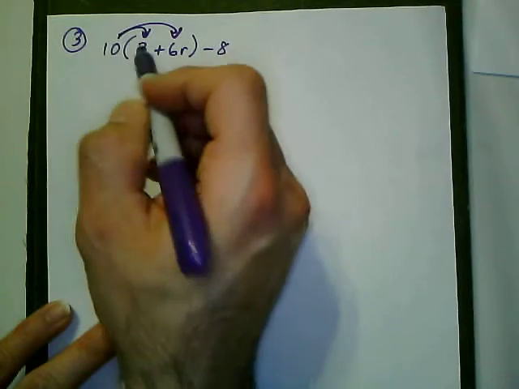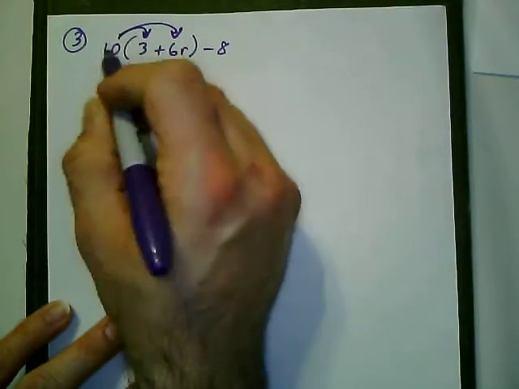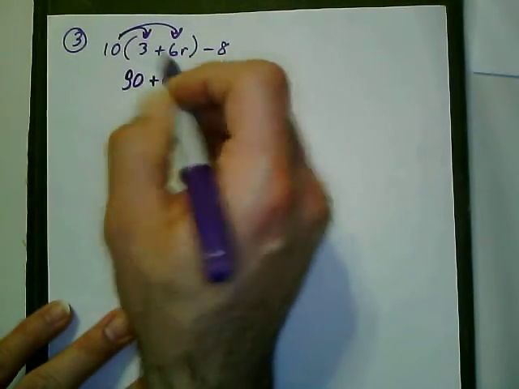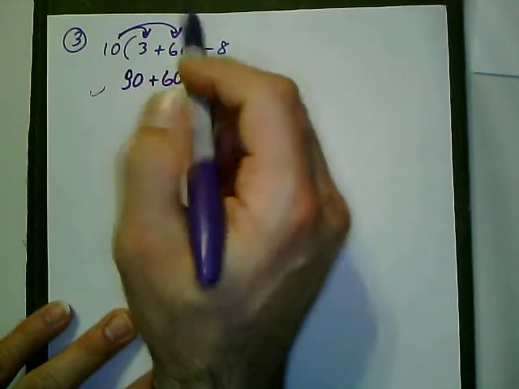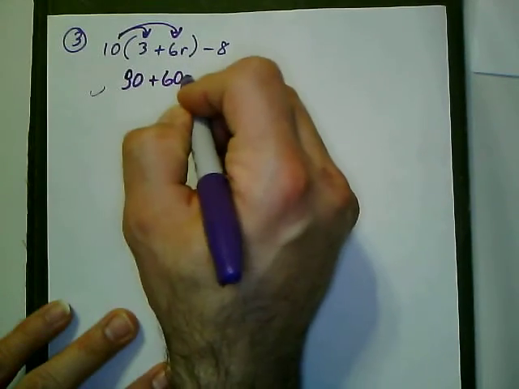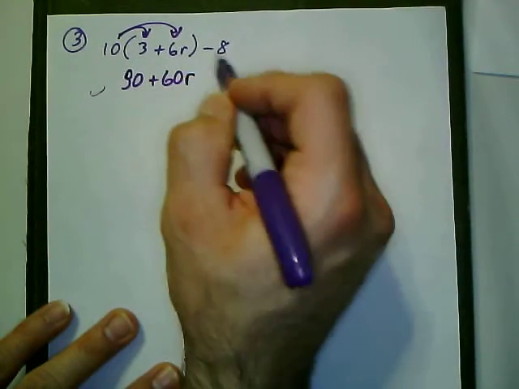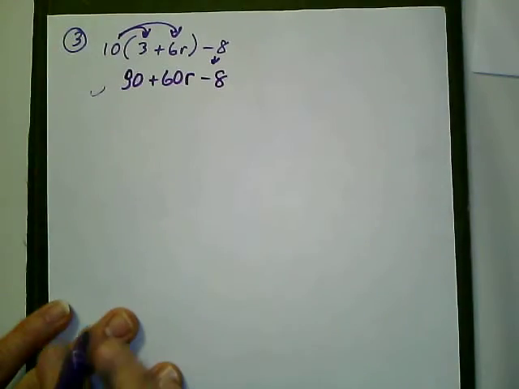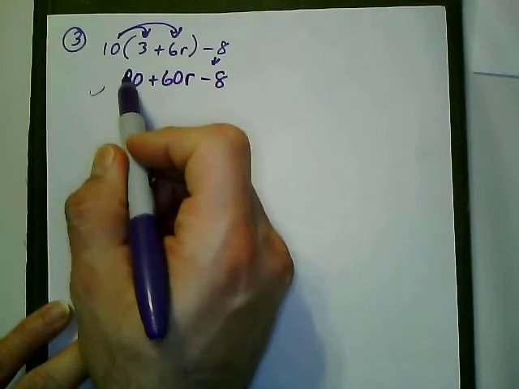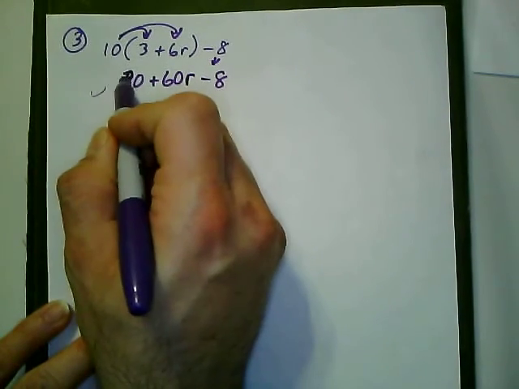So let's go ahead and distribute. 10 times 3 is 30. 10 times 6 is 60. That one doesn't have an r, but that one does. So 0 plus 1 is 1, so we have 1r. And then bring down r minus 8. Well, sorry, that looks like a weird 30, but it is 30.